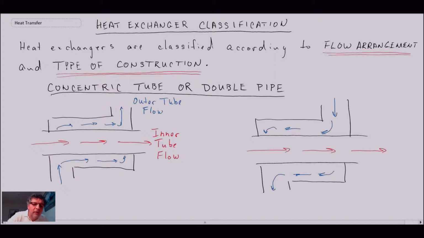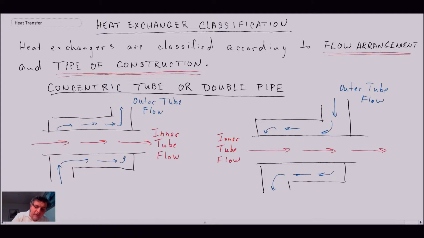Okay, so here we have two different types of flow arrangements for what we refer to as the double pipe heat exchanger. And in both of the figures, there is inner tube flow, and then on the outside, we have what we refer to as our outer tube flow. Now, with these two, these are basically the same type of construction. The only difference is the direction of the fluid.